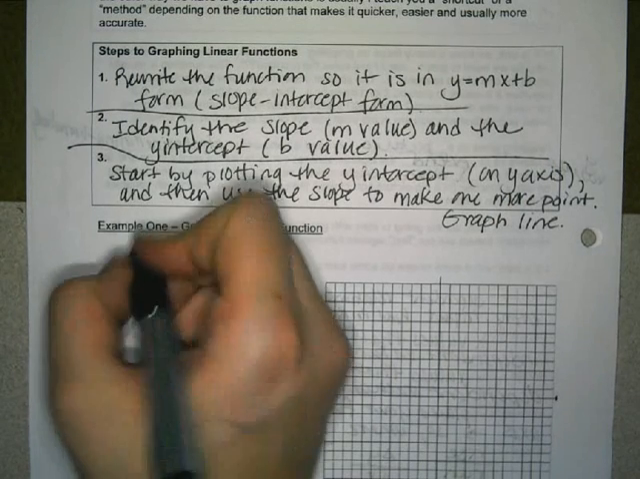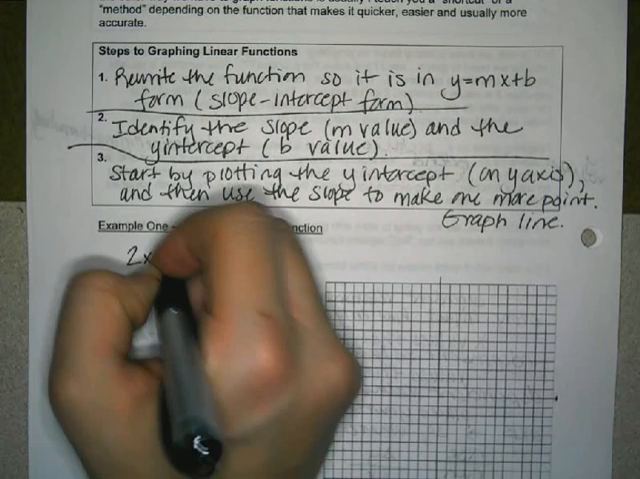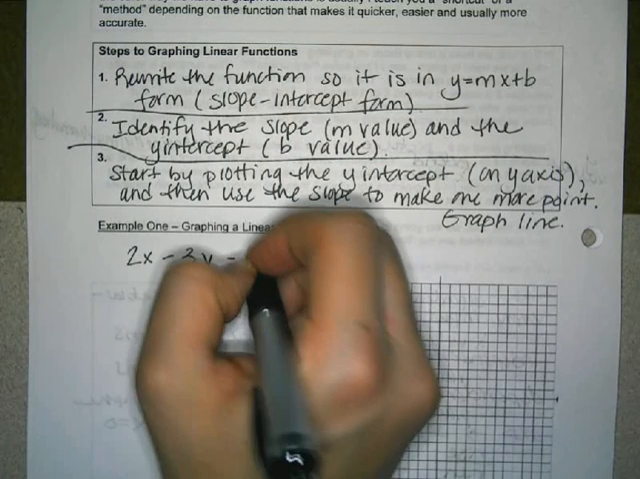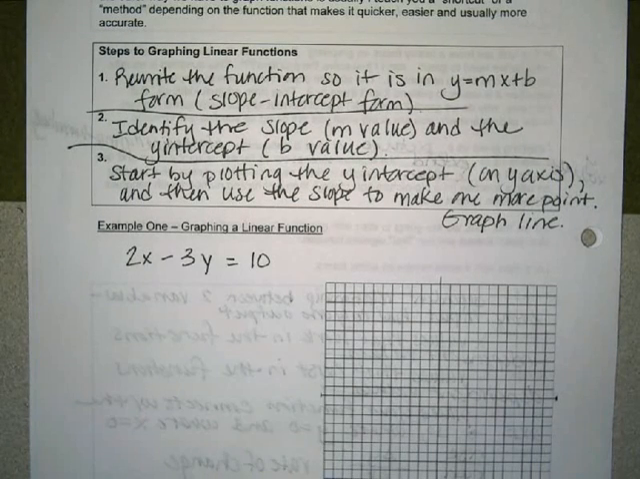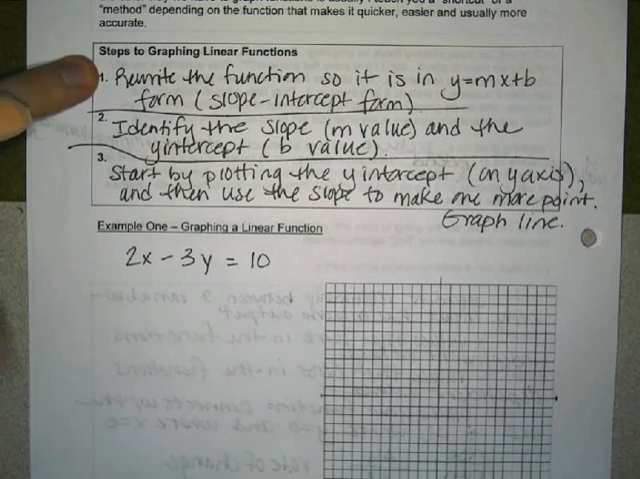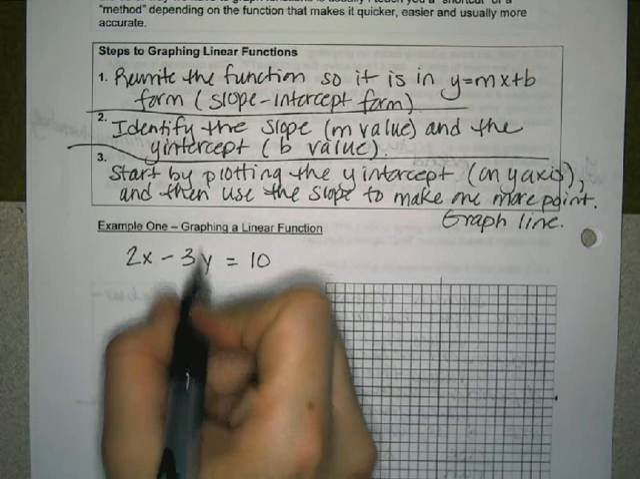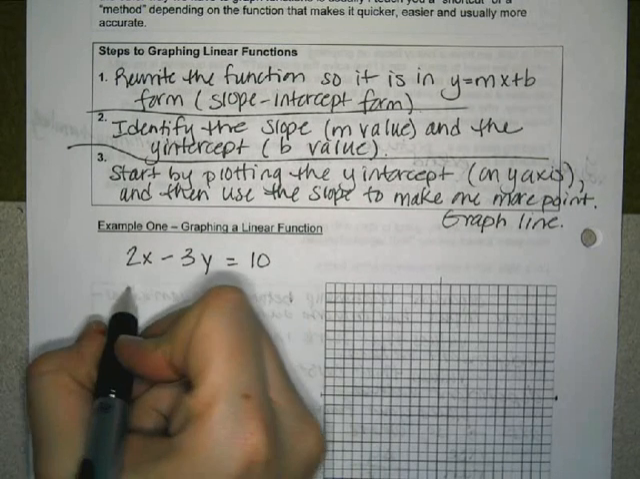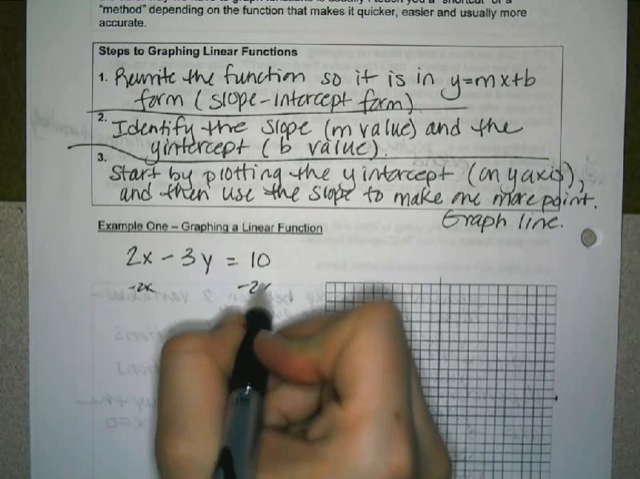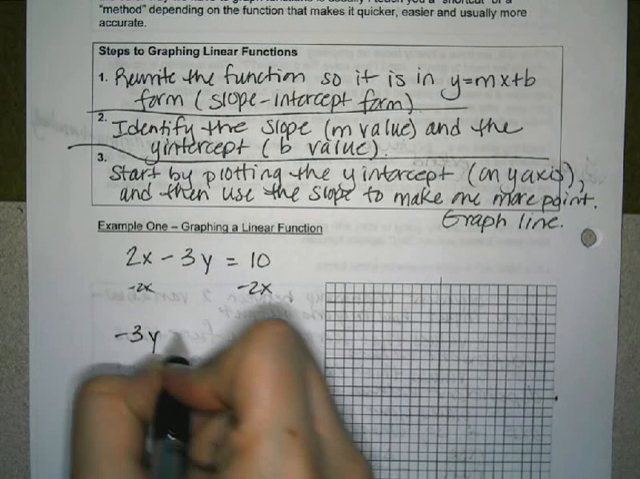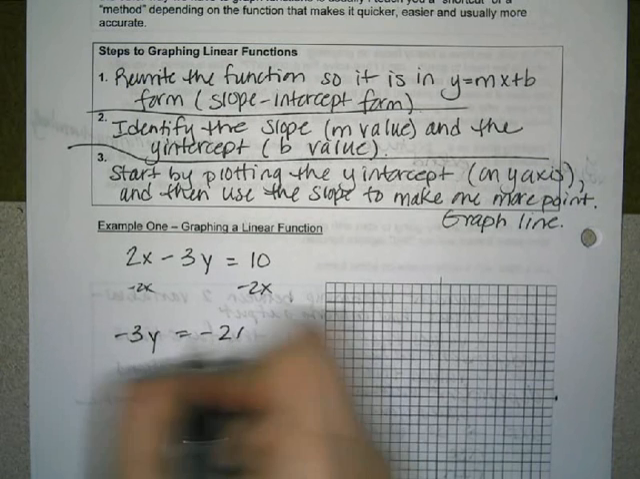Okay, so let's do an example of this. Let's start with 2x minus 3y equals 10. The first thing that we're going to do here is rewrite the function so it's in y equals mx plus b form. I'm going to isolate or get y by itself. To do that, I need to subtract 2x from both sides. So I get negative 3y equals negative 2x plus 10.